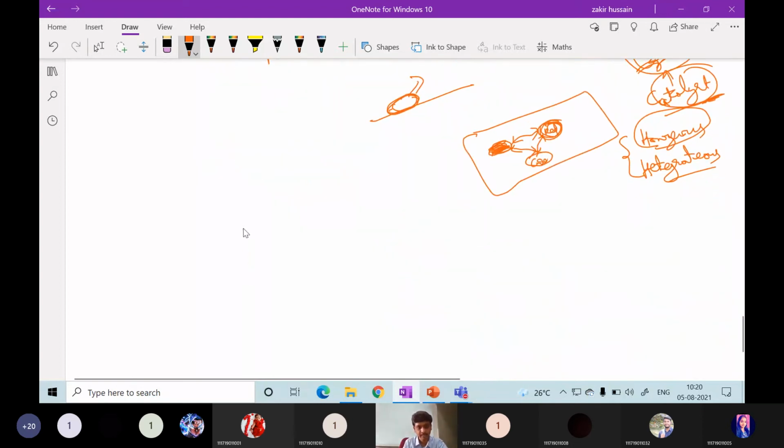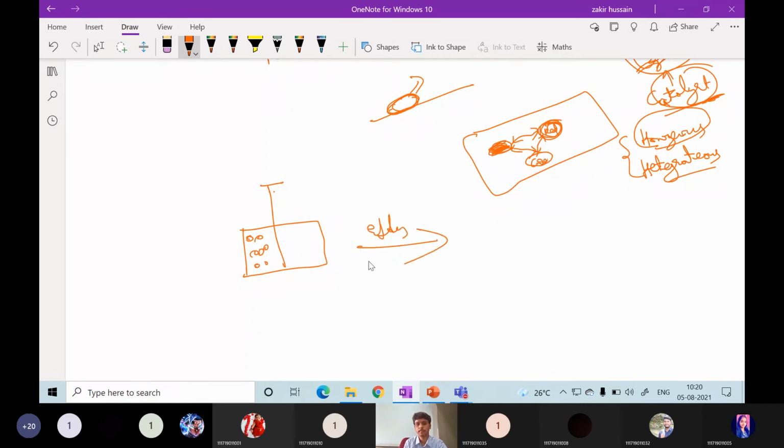For example, I'm showing one barrier. Initially there is some barrier. There are molecules here, and this side is empty. Then after eddy diffusion, what happens? The same barrier will be there once again, but now you have lifted this barrier. Then the molecules will be moving like this, and whenever they move like this, small eddy packets or eddy currents will be formed. So this is eddy diffusion.